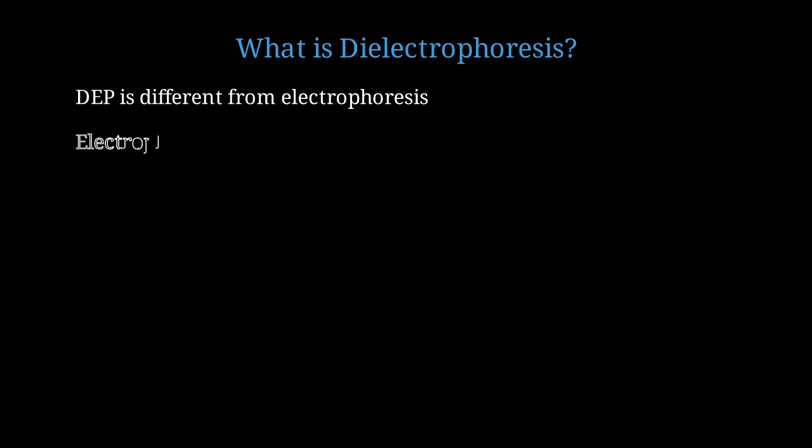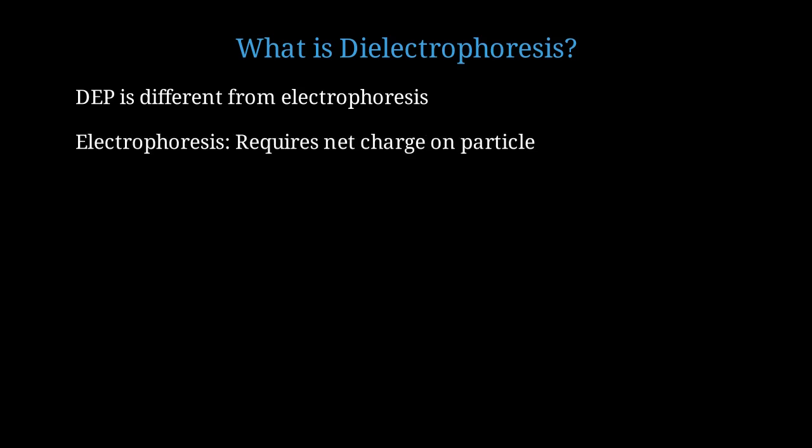Dielectrophoresis, often abbreviated as DEP, is a phenomenon where particles experience a force in a non-uniform electric field. Here's a critical distinction. Dielectrophoresis is fundamentally different from electrophoresis. This difference is crucial to understanding the physics.